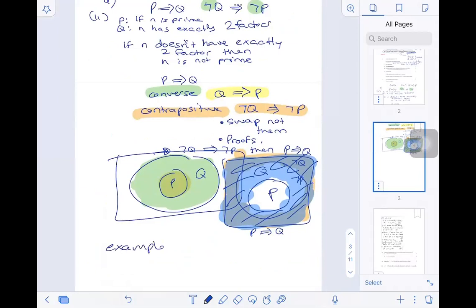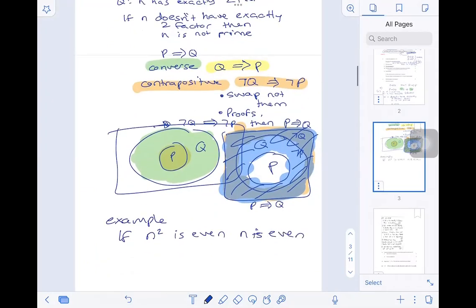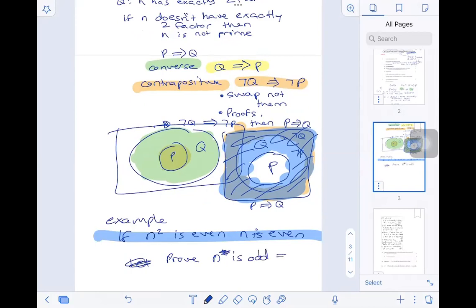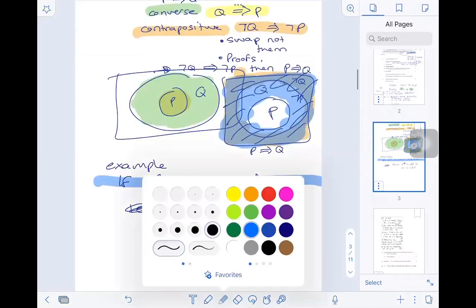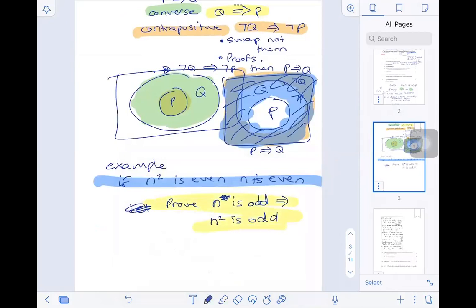Just a quick example of that: if n squared is even, then n is even. It's much easier to do this by the contrapositive. It's much easier to prove that n is not even, which is odd, implies n squared is odd. And if you can prove that part is true, then you can prove that the original statement is true. So if you let n equal 2k plus 1, that's much easier than a direct proof, because you have to let that equal 2m.